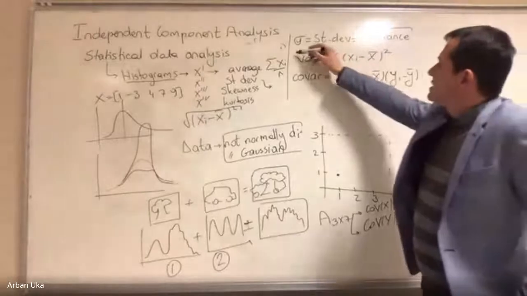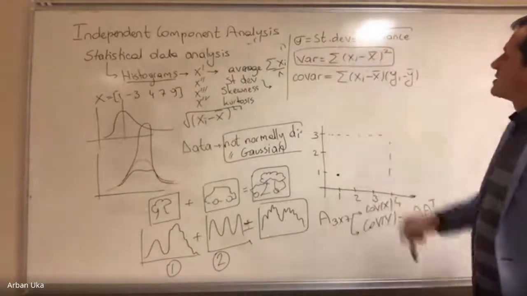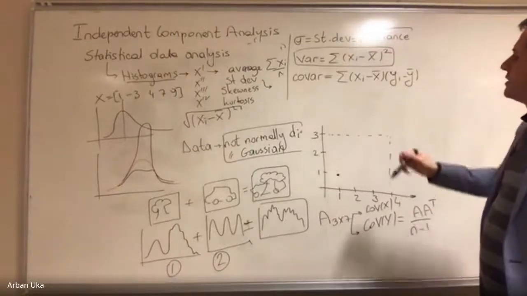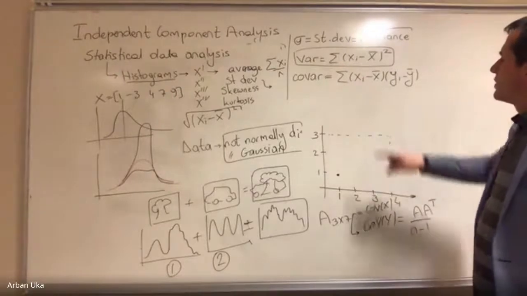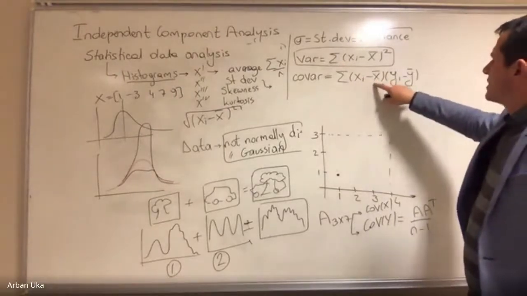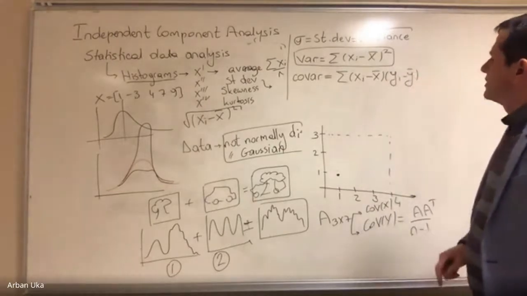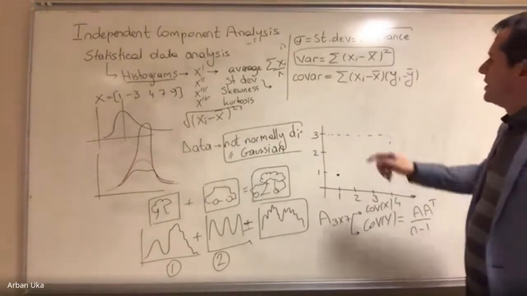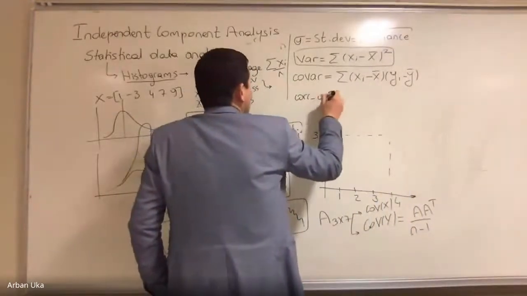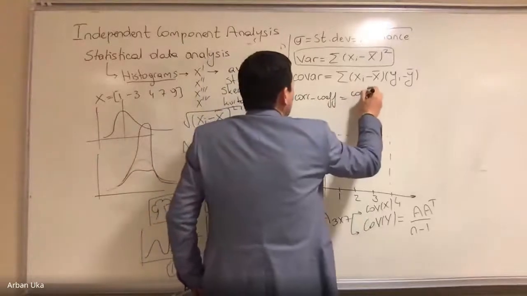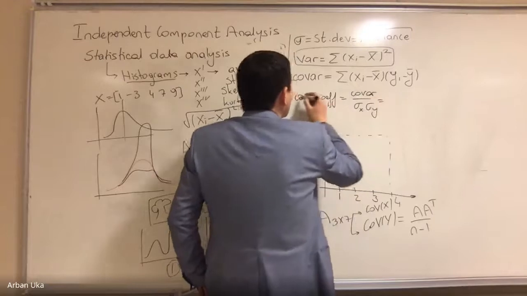So now this is how we describe the variance, okay? And then if we take the square root, we find the standard deviation. But now we have another definition, which is very similar to the variance, which is called the covariance. Covariance is equal to xi minus x average times yi minus y average, with a bar we denote the average. And if we divide the covariance by the sigma x and the sigma y, we get the correlation coefficient.